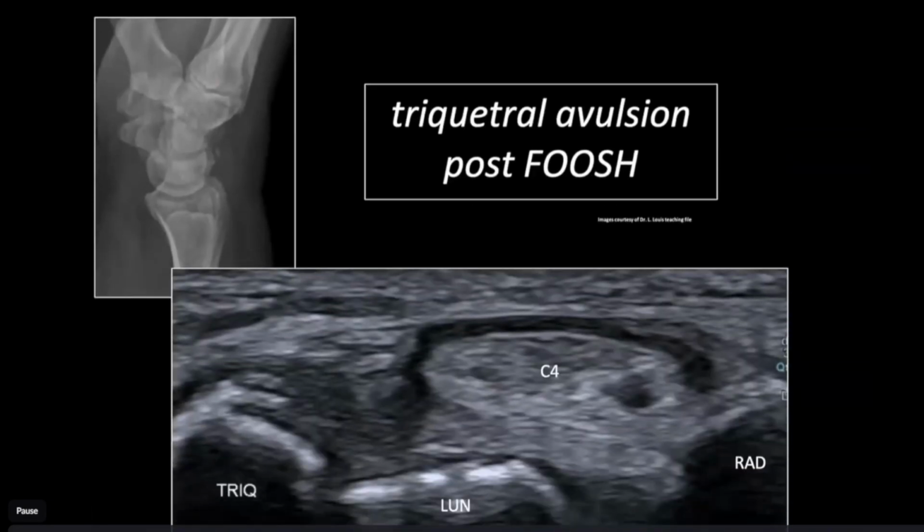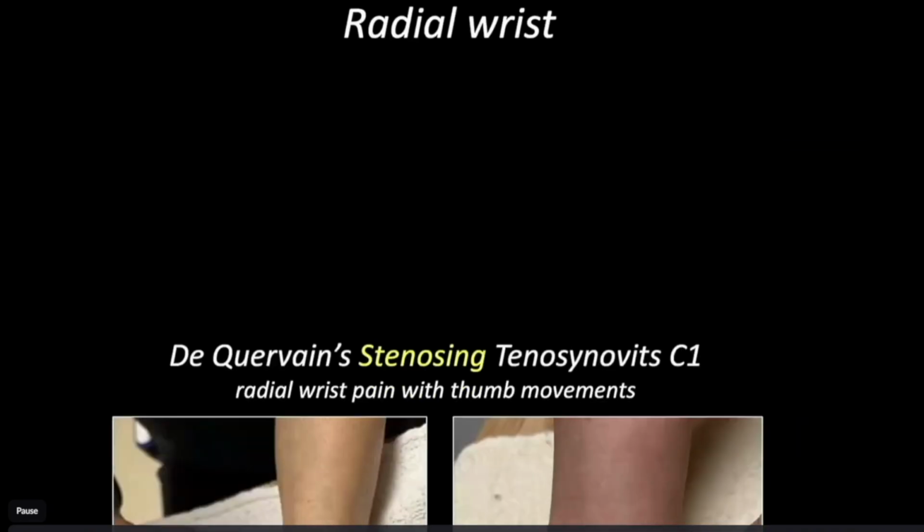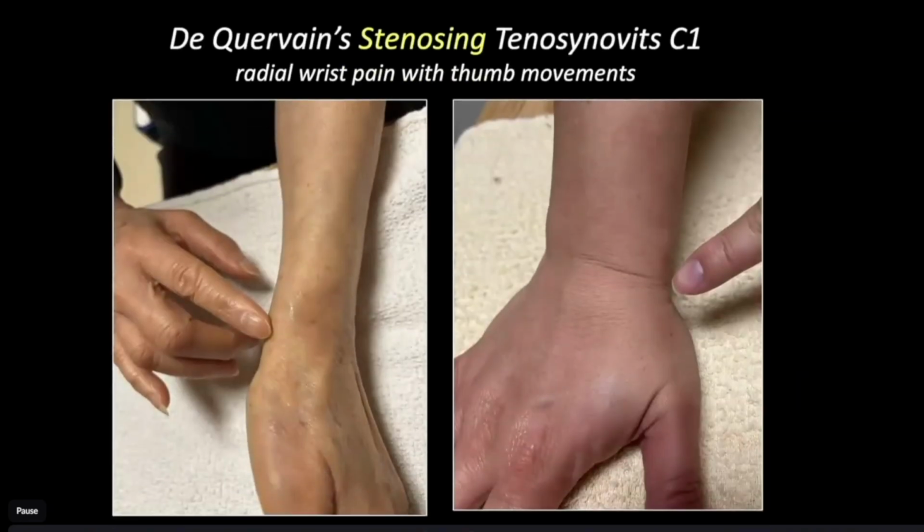This is an example of a triquetral avulsion, post fall on outstretched hand. You can see the x-ray, and there's a little echogenic fragment there off of the triquetrum. Few cases I want to share with you very quickly.